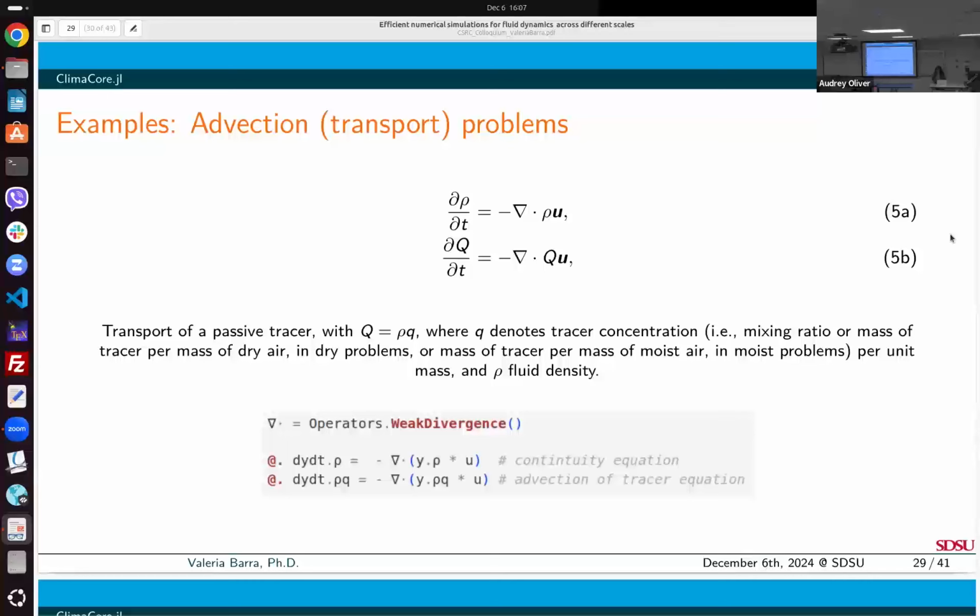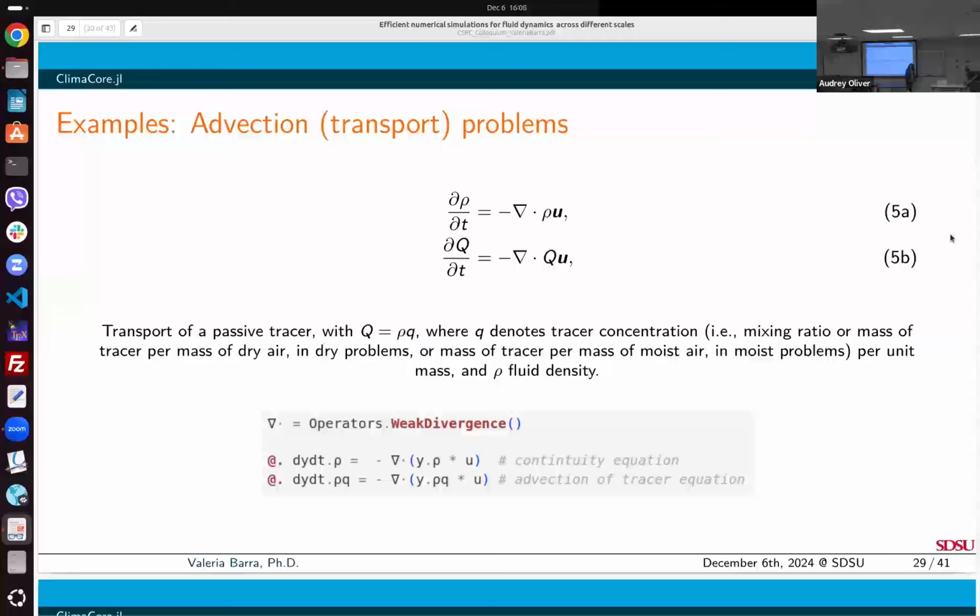Something I paid particular attention to and did some work on is the stabilization of advection problems. This is a pure transport problem, just linear advection, where little q denotes some tracer concentration. It could be the mixing ratio or mass of dry air in this type of problem. Again, here we can see how simple the interface looks. The first equation is just negative divergence of rho times u, and in the code we have negative divergence of rho times u.